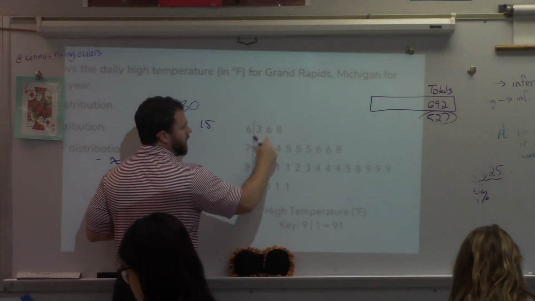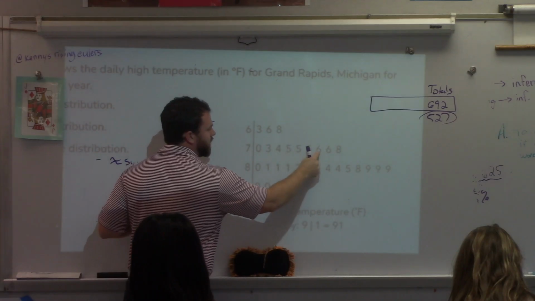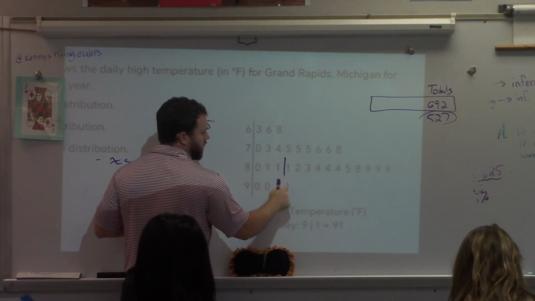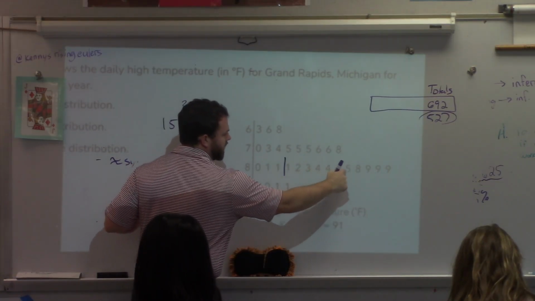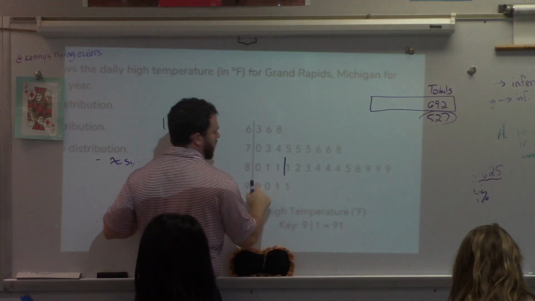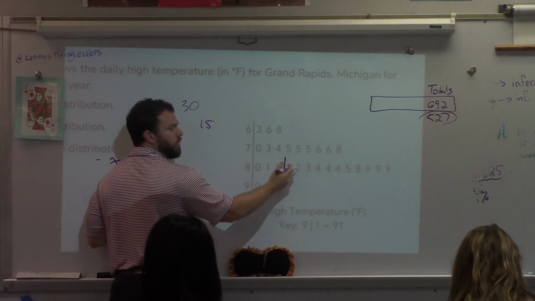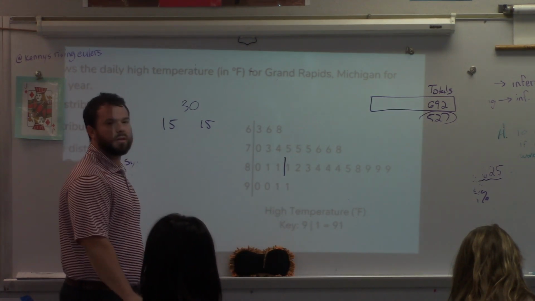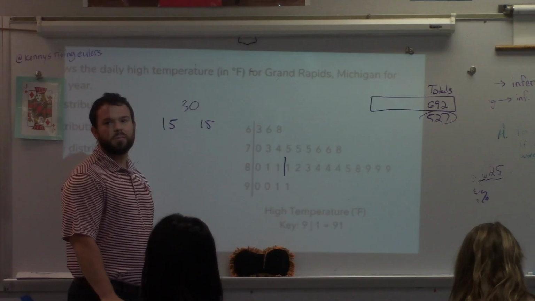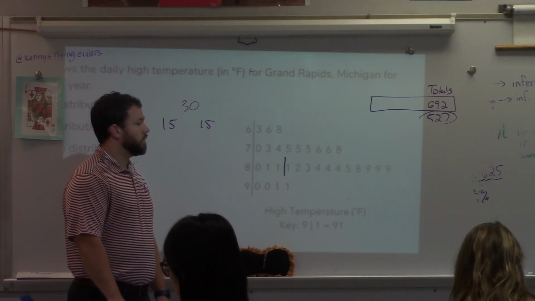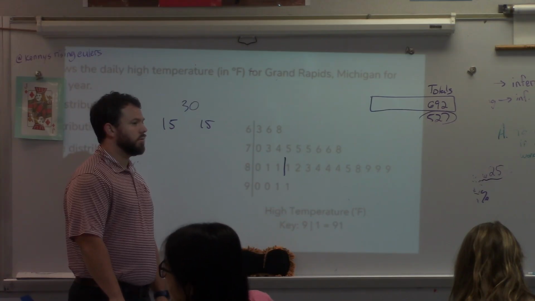So 1, 2, 3, 4, 5, 6, 7, 8, 9, 10, 11, 12, 13, 14, 15. And again, 1, 2, 3, 4, 5, 6, 7, 8, 9, 10, 11, 12, 13, 14, 15. Okay? So it's got to be between 81 and 81. And what's the only number between 81 and 81? 81. That's my median.